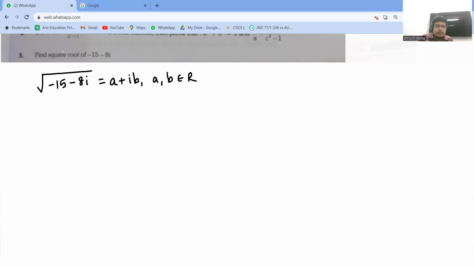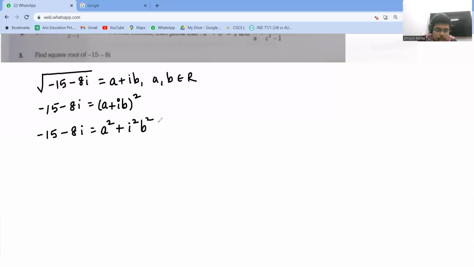So when we square both the sides, we will get minus 15 minus 8i, and this is a plus ib the whole square. Now expand a plus ib the whole square using a plus b the whole square. Minus 15 minus 8i will be a square plus i square b square plus 2abi. Now i square, Arush, will be minus 1. So a square minus b square plus 2abi.